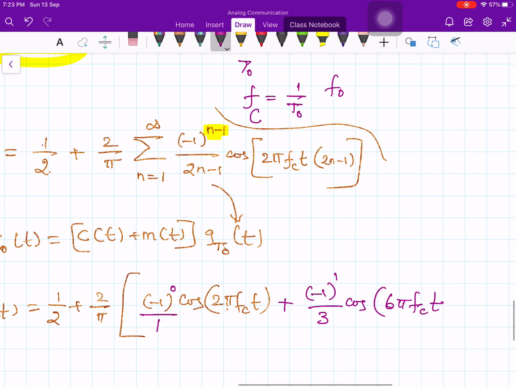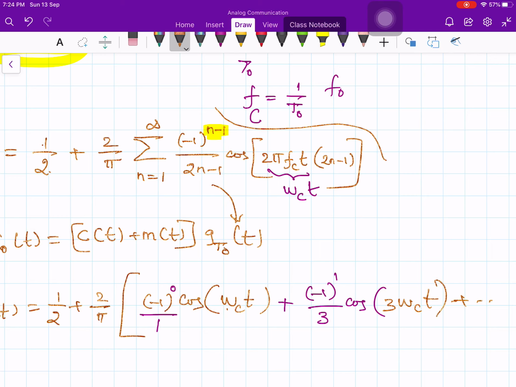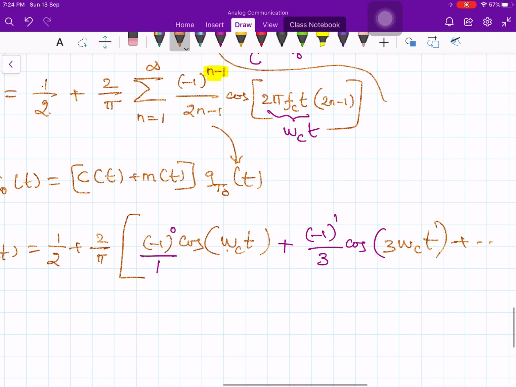Let me denote this 2 pi f_c t as omega_c t. Therefore, this expression I can write as 3 omega_c t, and this one as omega_c t, so that I can show the frequency explicitly. That's why I am writing this. It keeps on going like this, but let me stop at this point. I don't want beyond that. So this is my g_T naught of t.